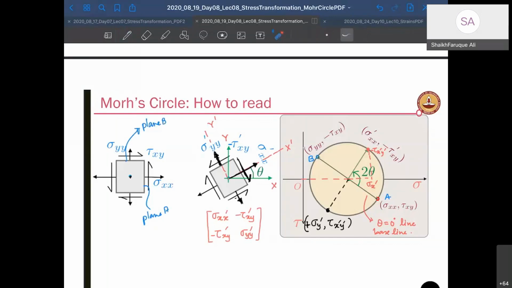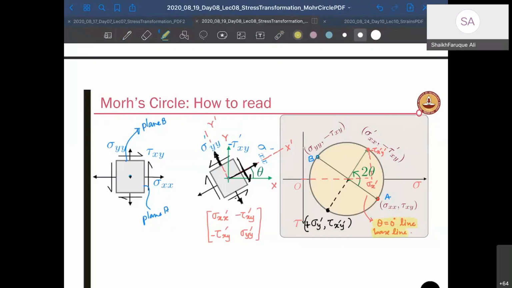These are the 2 points. One is here, A and B. That line is called the zero line or the baseline. This is called the 0 degree line, because unless we fix a 0 degree line, we won't be able to measure any other angle, right? We have to first find what is the 0 line.